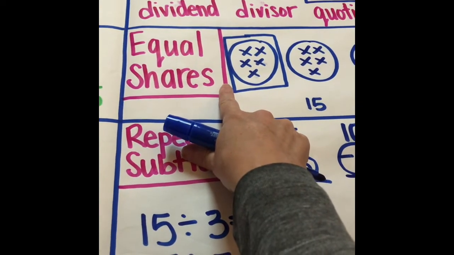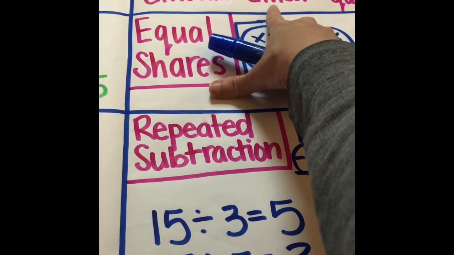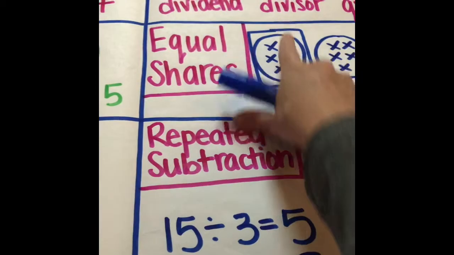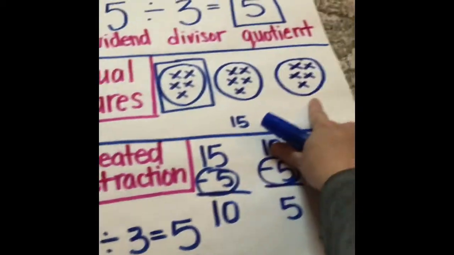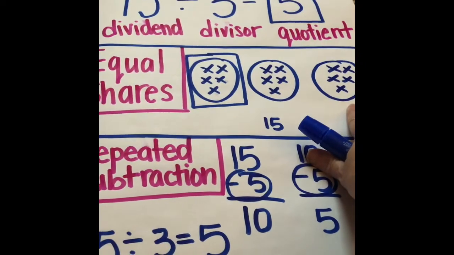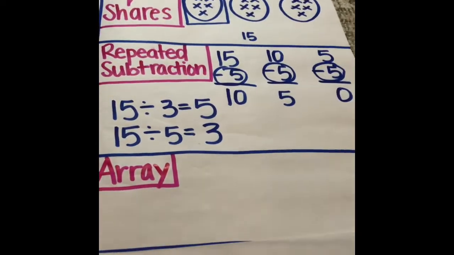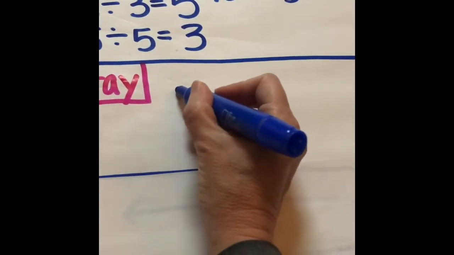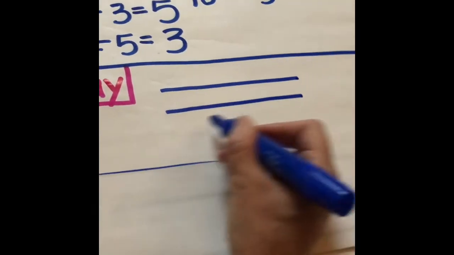And the way we determine our rows is we look at our divisor. So if you remember when we did equal shares, we knew that since our divisor was 3, we were going to be sharing 3 equal shares. So we had to draw 3 equal circles. We're going to do that same idea for array. So since our divisor is 3, I'm going to draw 3 rows, and I'm going to do that the same exact way that I've been doing that with my 3 horizontal lines.